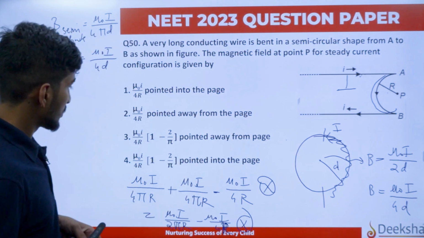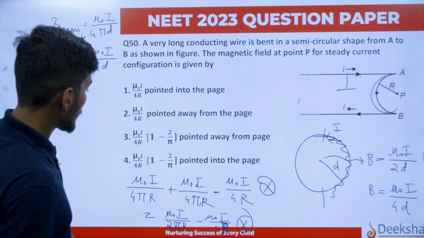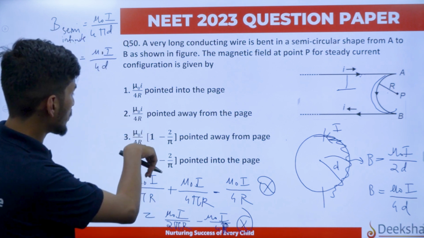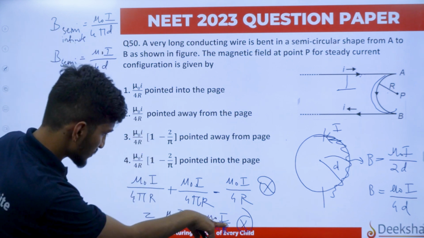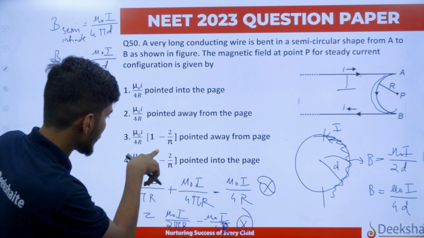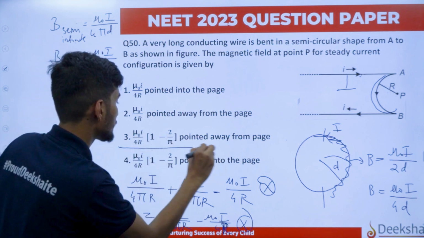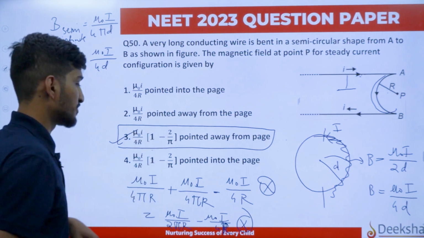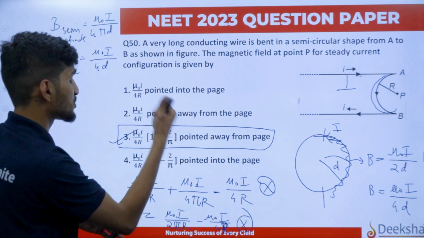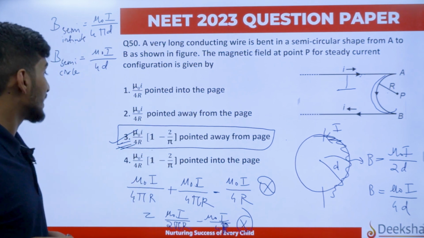So if I just take mu naught by 4r common, then this whole thing becomes mu naught by 4r times (2 by pi minus 1) pointed away from the page. This should be my answer. Mine is this. The opposite of that should be in this direction. Alright, not a problem. Option number 3 is the one I'll choose as the correct answer for the question.